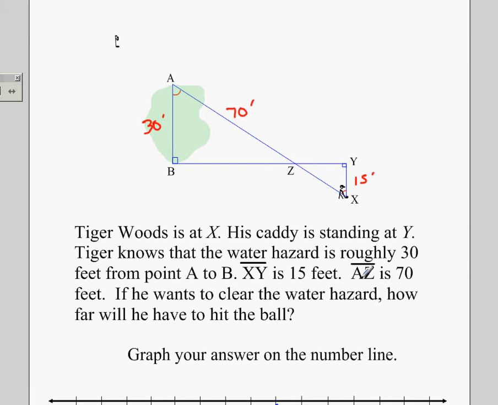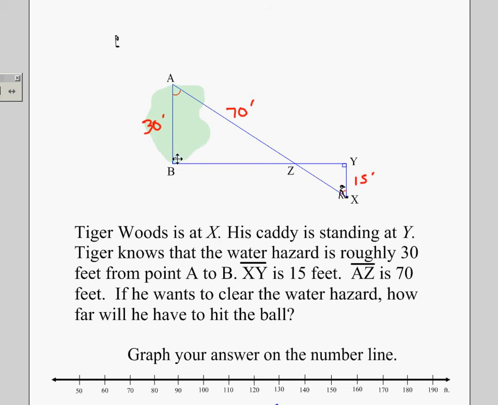And you need to graph your answer down here, even though you can't see the graph. Let me see if I can drag this up. There we go. So I need to first create a proportion. And the easiest thing to do is to redraw the triangles. This is triangle ABC, 30 feet for the base, 70 feet for the hypotenuse. He has a right triangle.